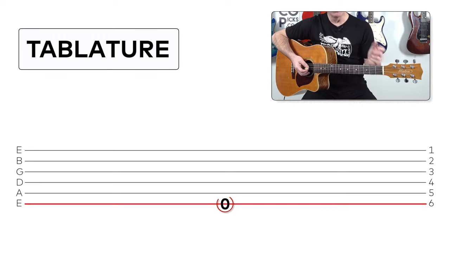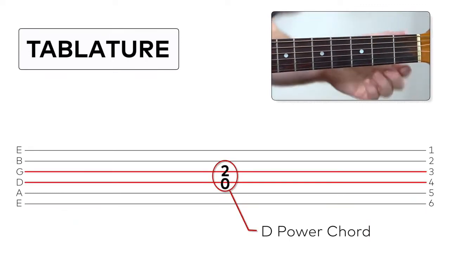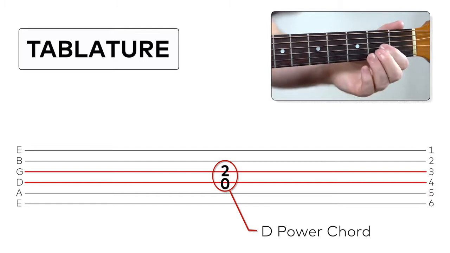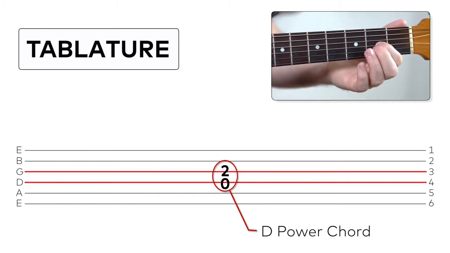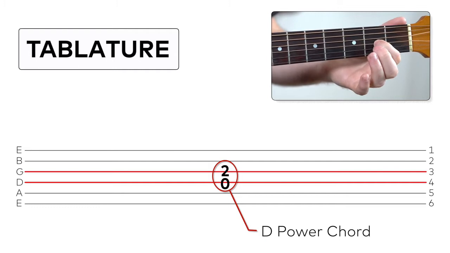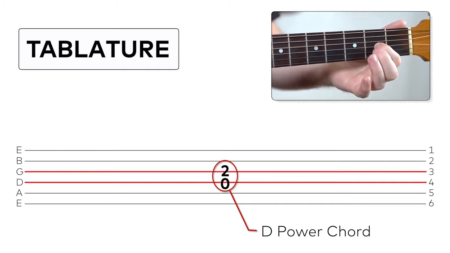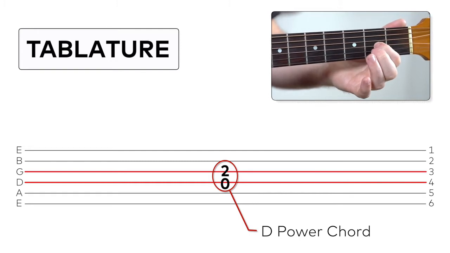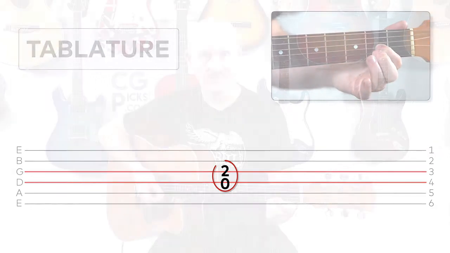If you see 2 notes written together, so for example, this one here is open and 2, that means open 4th string and 2nd fret on the 3rd string. This is a power chord, which we'll get into a bit later. So really take your time, make sure you understand the tab and follow along to these songs.